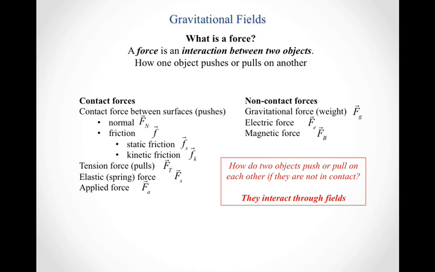The idea that we're going to start to lay out in this video is that they interact through fields. So the gravitational field is the way that two objects are going to interact with each other via the gravitational force. The same thing's true, as you'll see in the second semester, when you talk about the electric force and the magnetic force. There's an electric field and a magnetic field that objects will use to interact with each other through the electric and magnetic force.